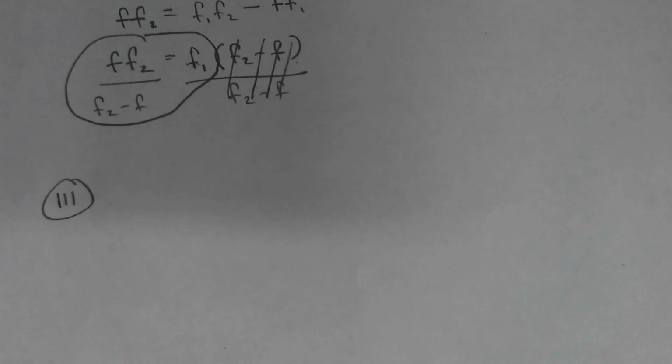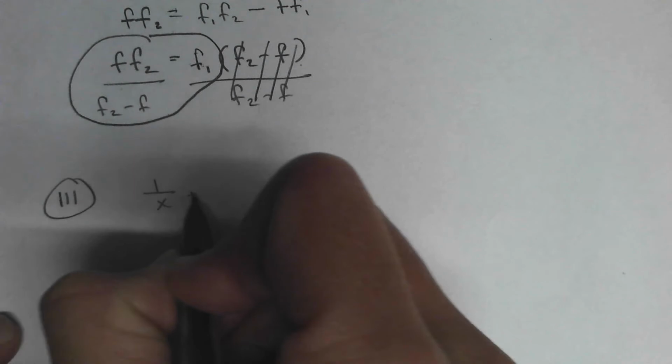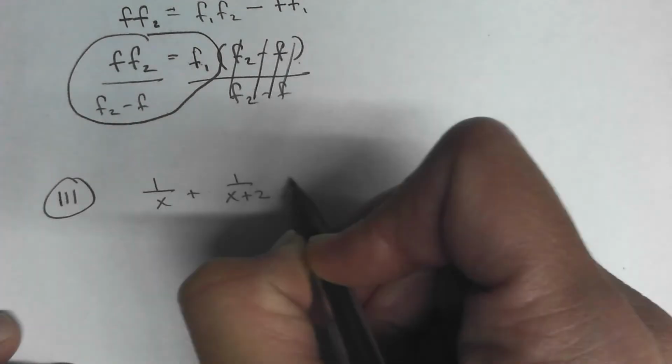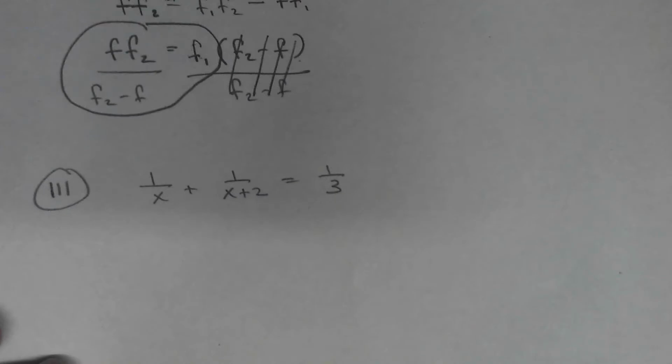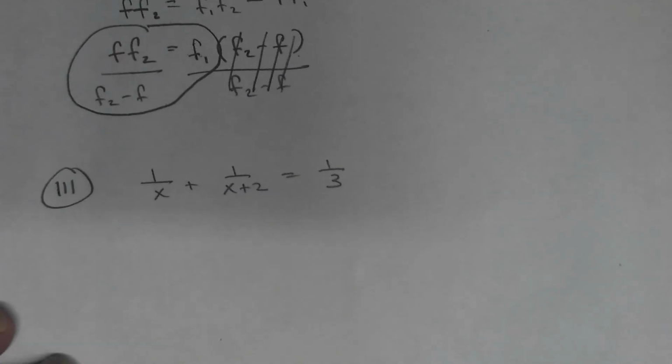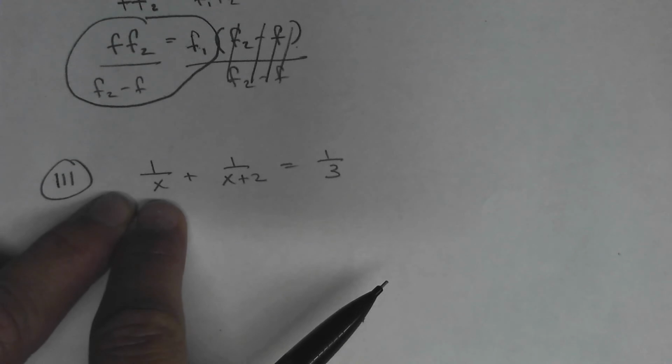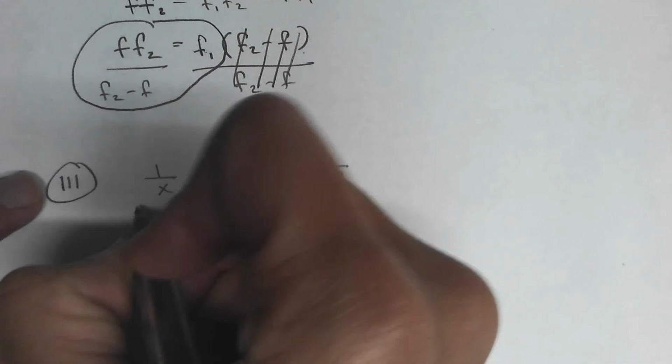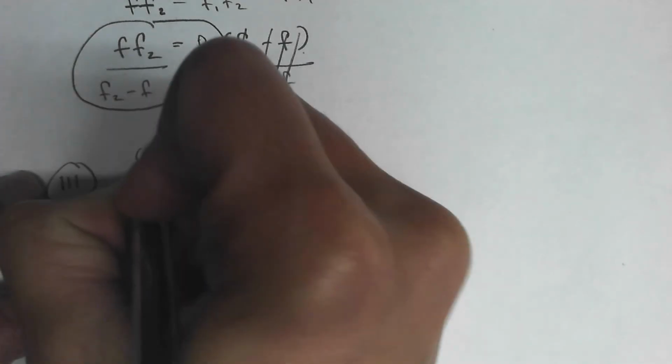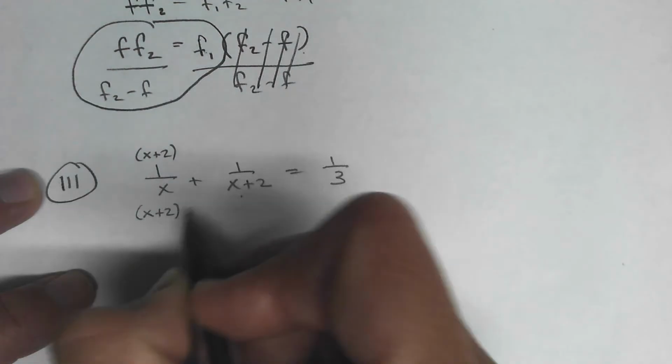111 was my next one, which is 1 over x plus 1 over x plus 2 equals 1 over 3. So getting a common denominator all the way across. This needs not a plus 2. You can't just ever add plus 2. It needs the entire factor x plus 2. This one, oh, it also needs a 3.